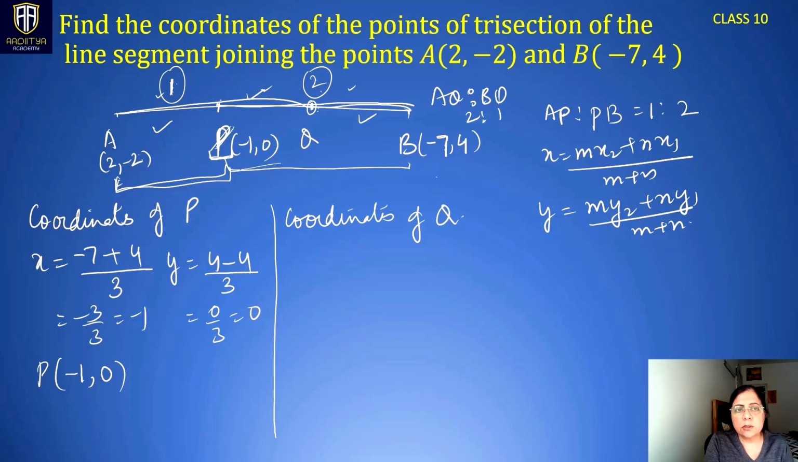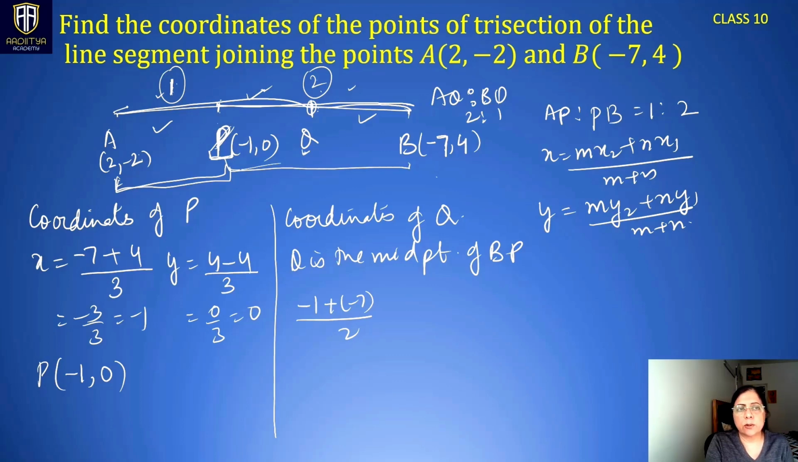We have three equal parts. That means Q becomes the midpoint of PB. Right, Q is the midpoint of BP or PB. So you can do it orally. Now if you have to find the coordinates of Q, that is -1 plus -7 by 2. Q is a midpoint for PB. I hope this is clear now.